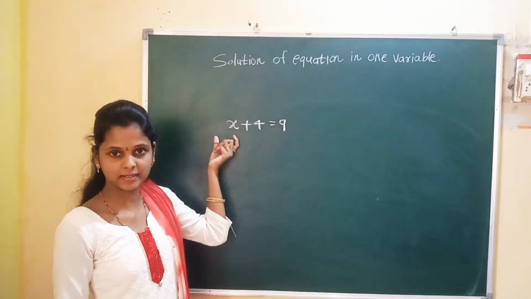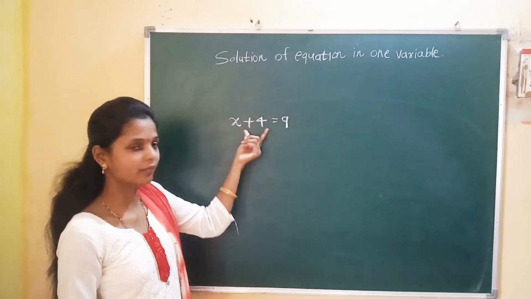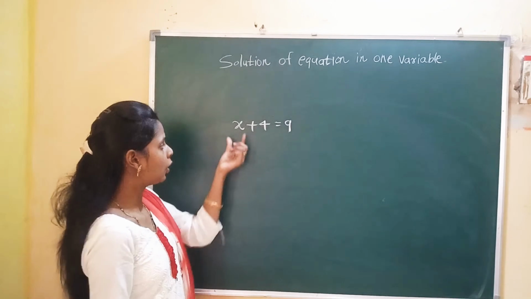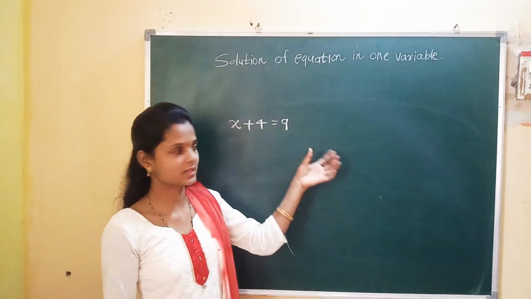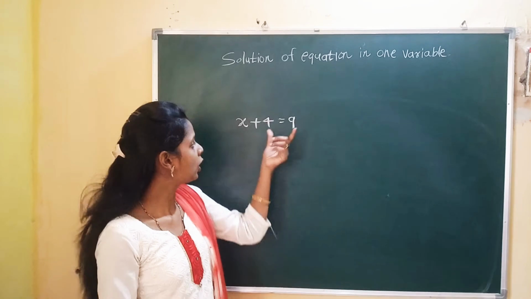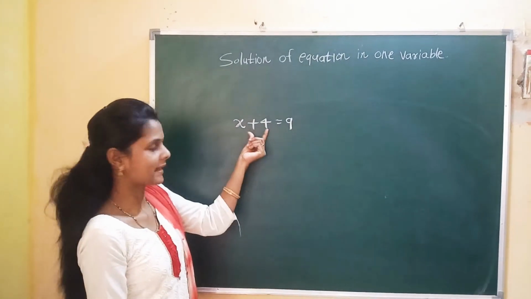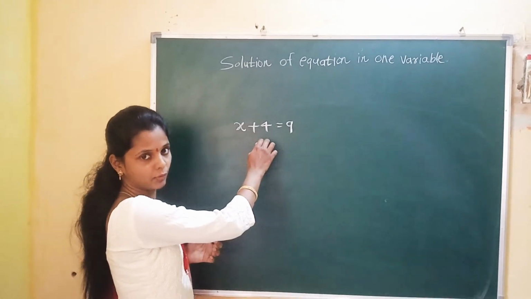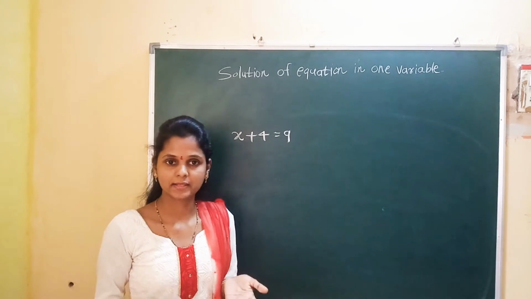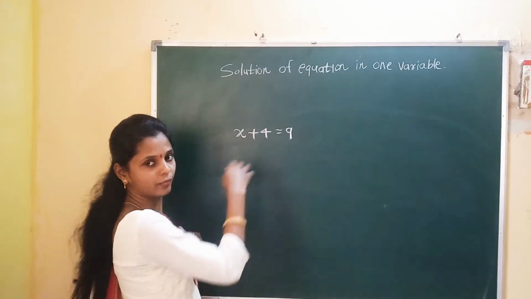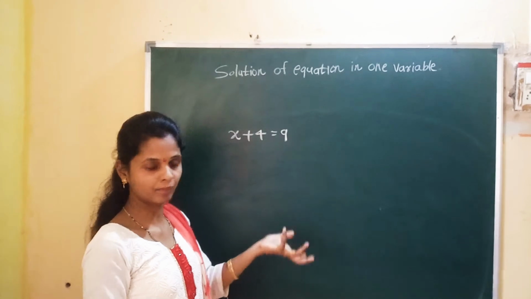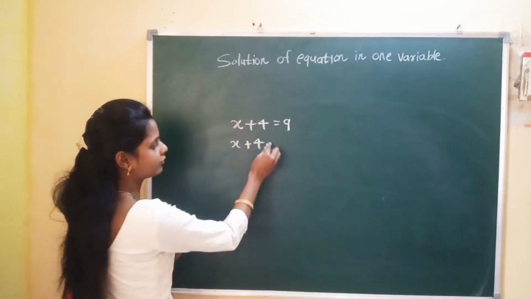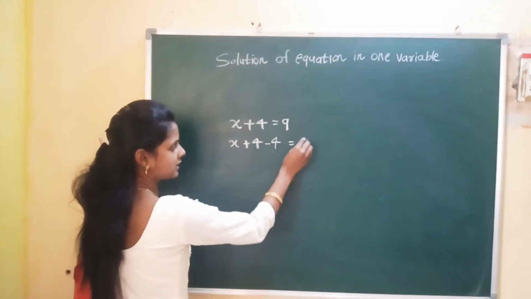To find the value of x, we have to make sure that this 4 will get cancelled, and on one side, which means on the left hand side of the equation, only the variable will remain, and on the other side, which means on the right side of the equation, only constants will remain. So to cancel this 4, this 4 will get cancelled only if I subtract 4 from it. So 4 minus 4 will become 0. So like this, x plus 4, I have to subtract this 4, which means minus 4, is equal to 9.